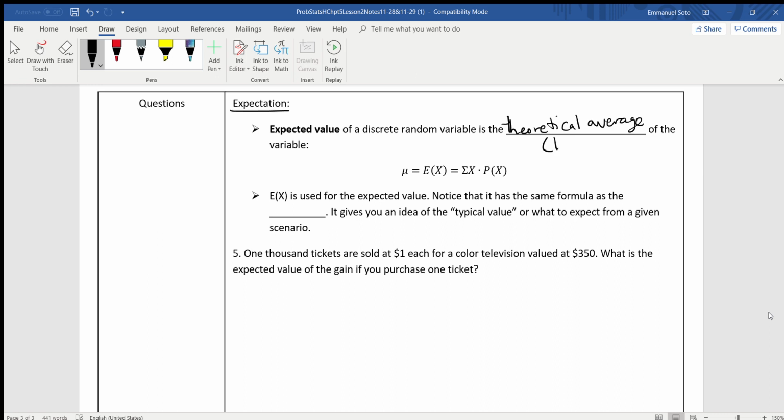Theoretical average, or long run average. This is basically the value that you expect to get over the long run, which means it's the typical value of the variable, so you're going to calculate the mean. Notice that it has the same formula as the mean, because it gives you an idea of that typical value over the long run.